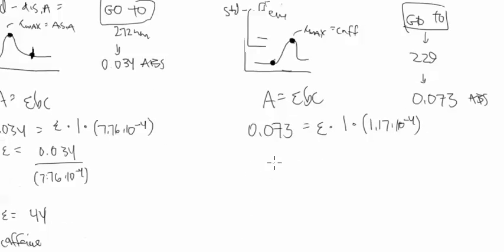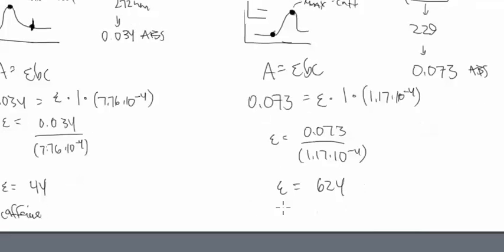So in order to solve for molar absorptivity, I take 0.073 and I divide it by 1.17 times 10 to the negative 4th, and the molar absorptivity that I get here is 624. So this is the molar absorptivity for caffeine at the aspirin wavelength. Okay, so these are just bits and pieces of the information, and we haven't really even talked about analyzing a mixture yet. This is just analyzing the standards. That's all that we have done.